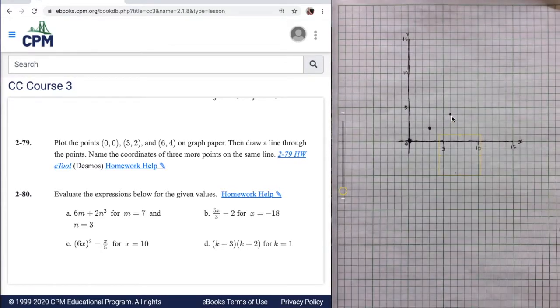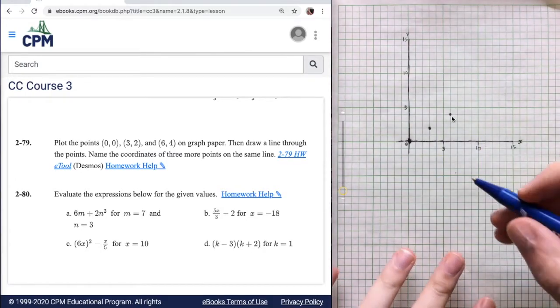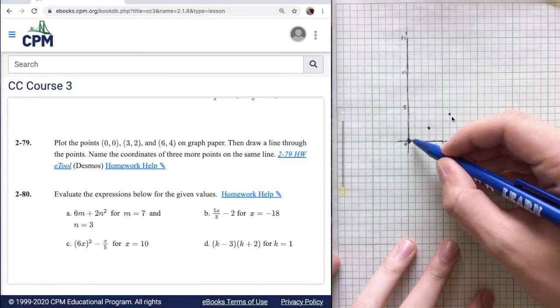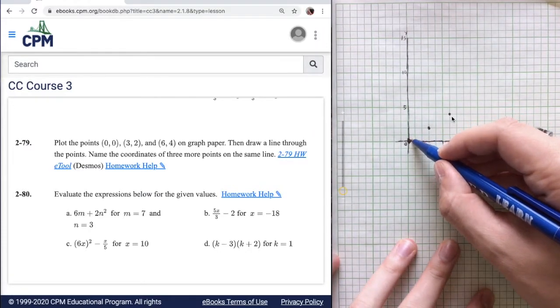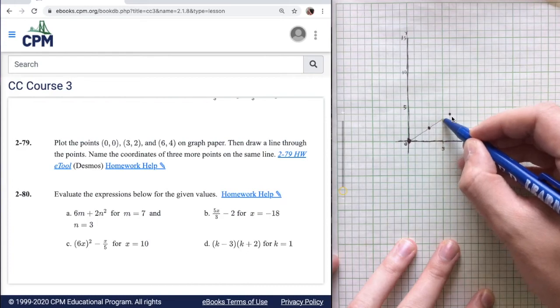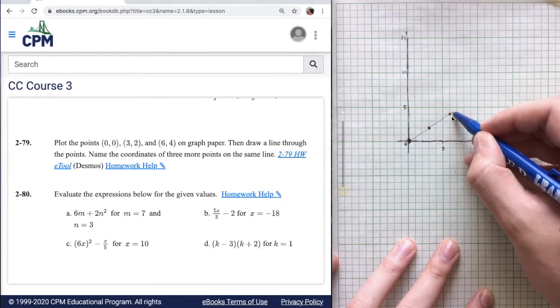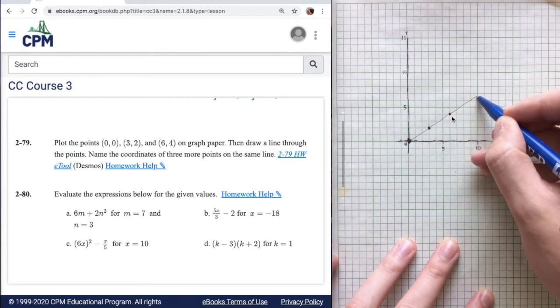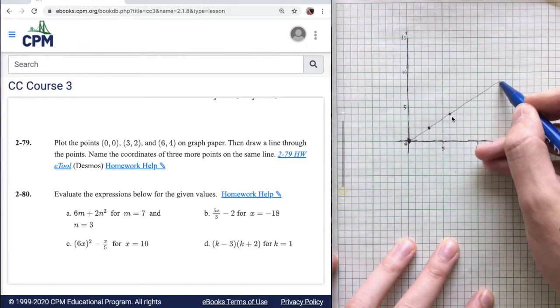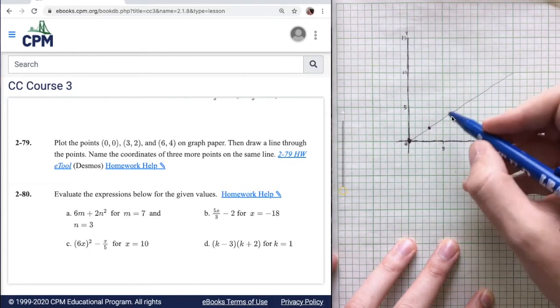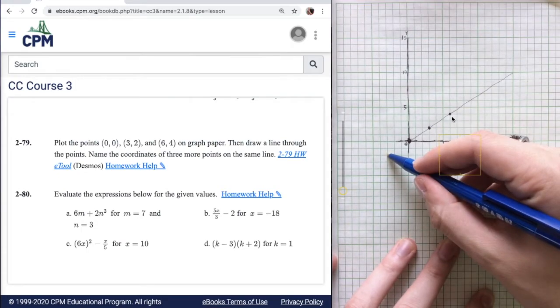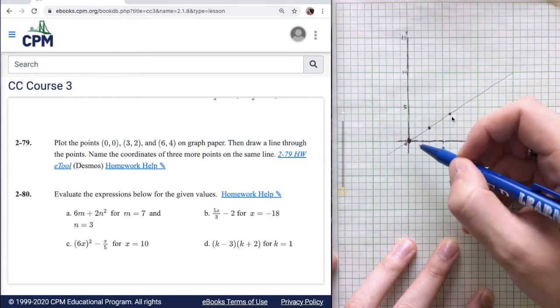And then you want to draw a straight line across them. So it could be a good idea to get a ruler to make it straight. I don't actually have one on me right now, so I'm just going to try to draw it as straight as possible, but it would be a good idea to get a ruler. And then with that, you can keep the line going. And it also technically goes the other way as well.